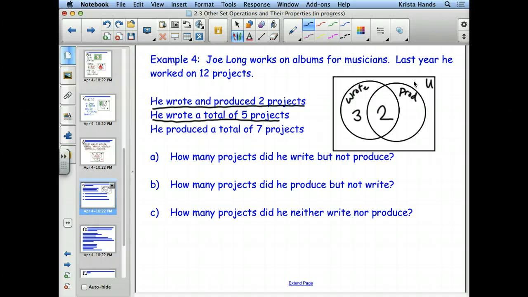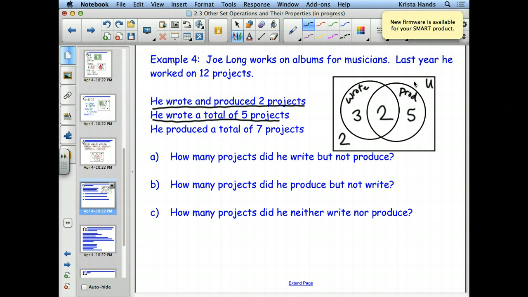All right, the last piece of this is 3 written down here, it says he produced 7. So do I put a 7 out here? No, I put a 5 out here because the 5 and the 2 in the middle have to add up to 7. So how many projects do I currently have inside of my Venn diagram? 10. How many am I supposed to have? 12. So I'm missing 2 that go on the outside.